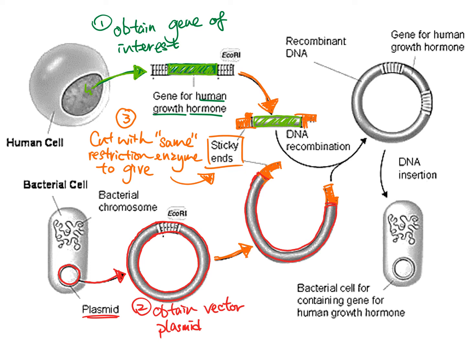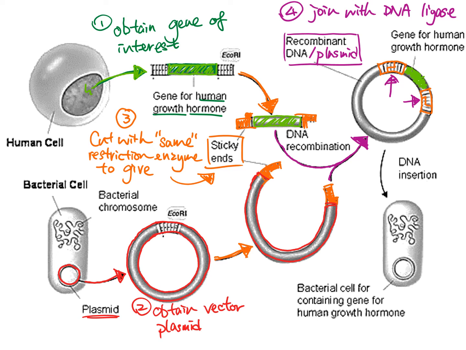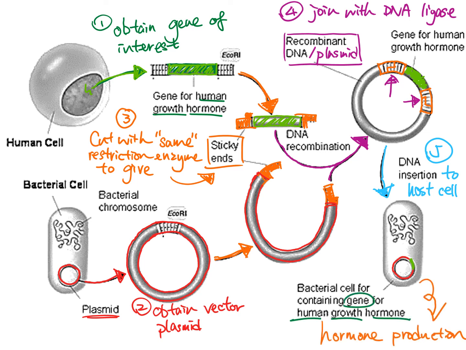After formation of the sticky ends on the human growth hormone gene and the plasmid, DNA recombination occurs. Step 4. DNA ligase, an enzyme, is used to join the gene for human growth hormone with the bacterial plasmid. After joining with the help of DNA ligase, a recombinant plasmid is formed. The recombinant plasmid is now transferred and inserted into the host cell, such as the bacterial cell. The bacterial cell now containing the gene for human growth hormone can have the human growth hormone production.